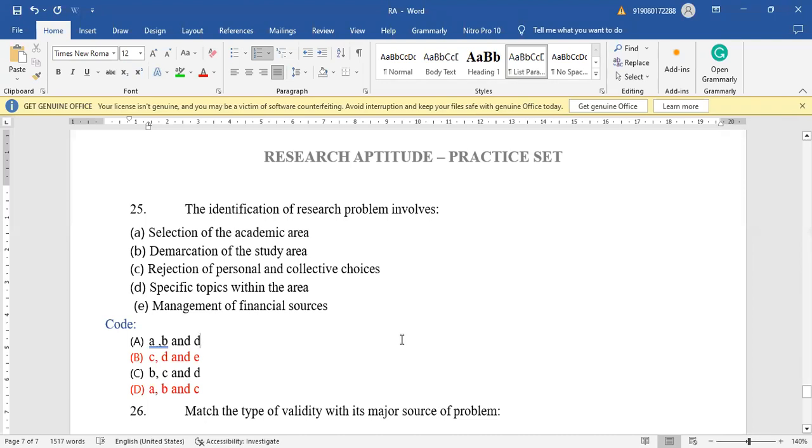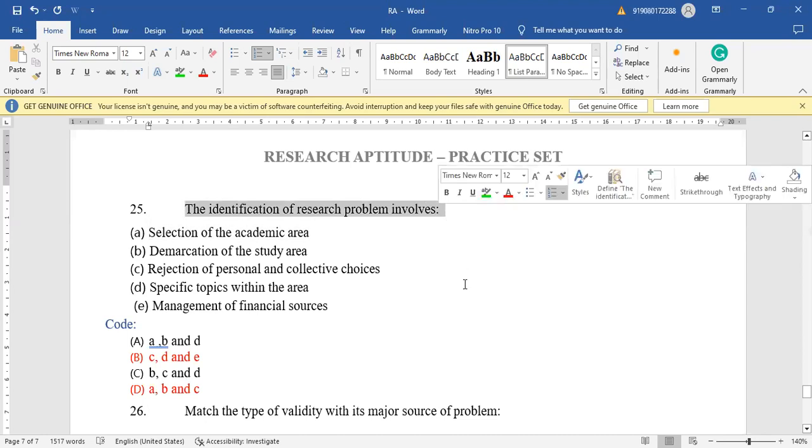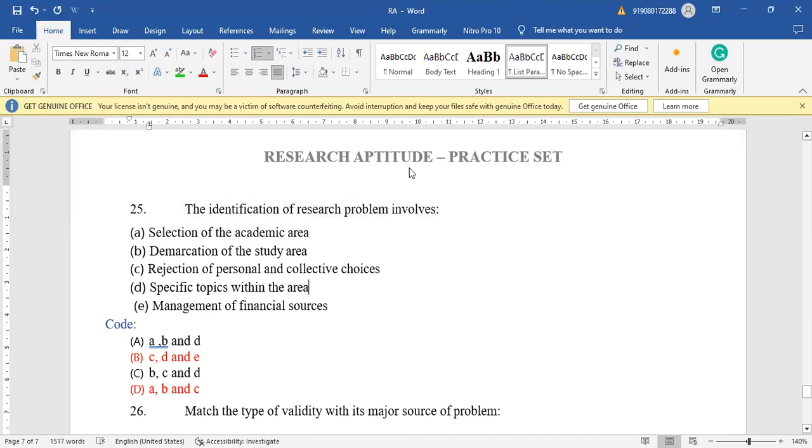B and D are right. What about A and C? Selection of academic area, rejection of personal and collective choices. Which one is the answer? C will come. Rejection of personal and collective choices. Is that a step in the identification of research problem? No, usually you will select a topic where you have more choices and where you are personally comfortable. Yes or no? So you should not reject that, you should accept it.